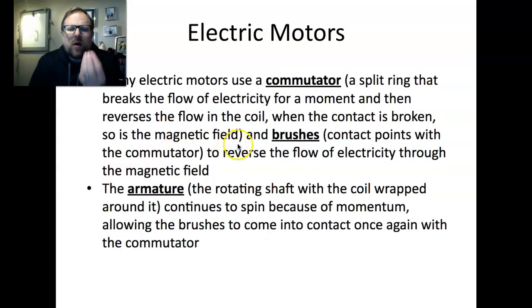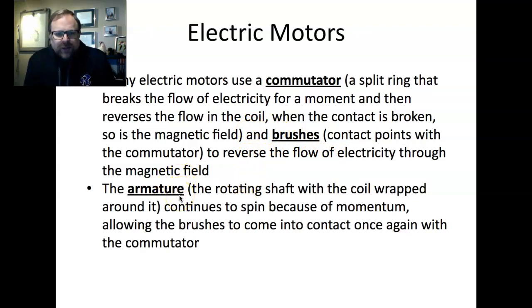The other parts of an electric motor that we need are a commutator. A commutator usually is a ring that has a split in it that breaks the flow of electricity for a moment, then reverses the flow in the coil, so we break the magnetic field briefly. I'll explain how that works in a second. We also have brushes, which are contact points with the commutator, which allow us to reverse the flow of electricity through the magnetic field.